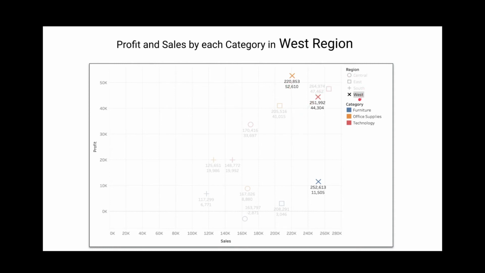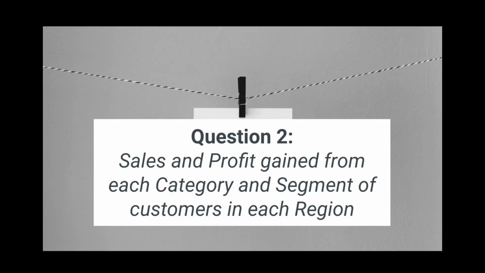So in the West region, we can say that the company did very well in the office supplies category. But also technology did very well too in the West region. So overall, we can say that in all the regions, the technology category is the one that earned the most sales and profit.